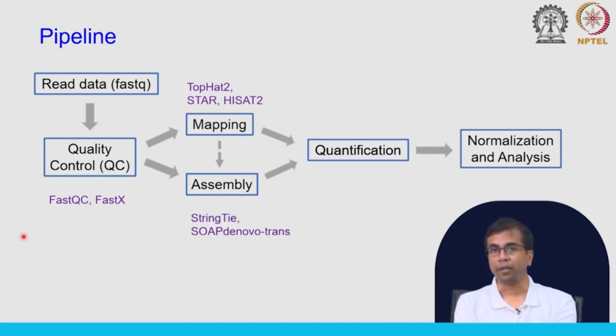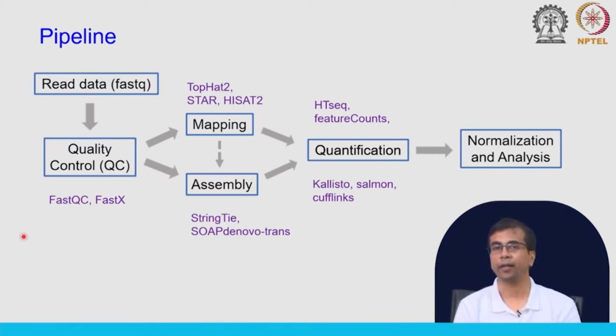Then there are assembly tools called StringTie, or you can also do something called de novo transcriptome assembly, without looking at the genome mapping. In that case it will be a de novo assembly, and there are tools for that as well. Once we have done the mapping and assembly, we can do quantification, and there are tools again that will help in this process. There are HT-seq or featureCounts tools that take the mapping data and quantify how many reads map to each gene in the genome.